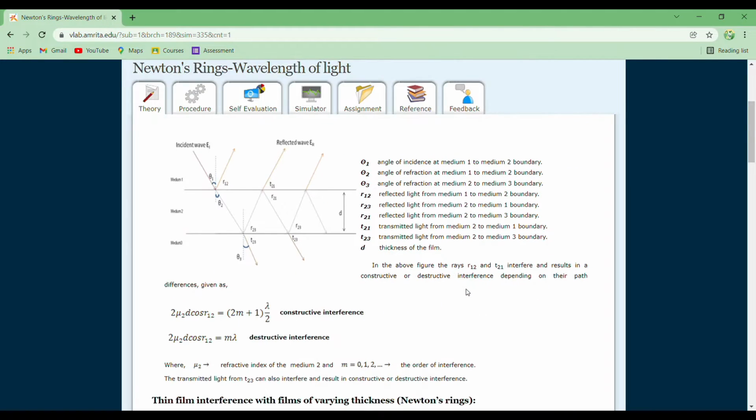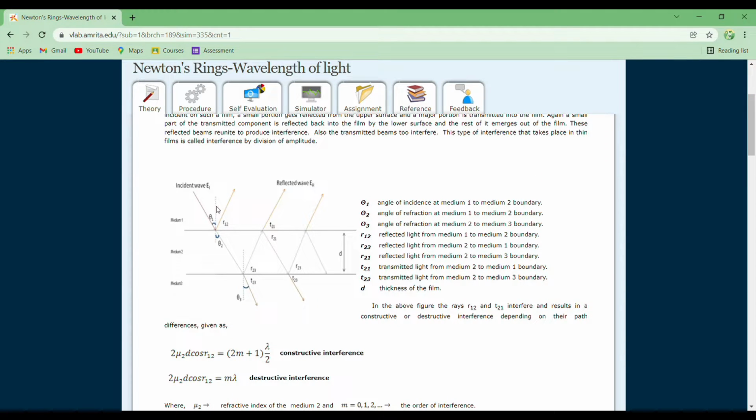I want to tell you something about some important topics here, that is, how we are getting the interference pattern. We are getting the interference pattern due to the reflected and the refracted wave in this system, which draws the interference fringes.